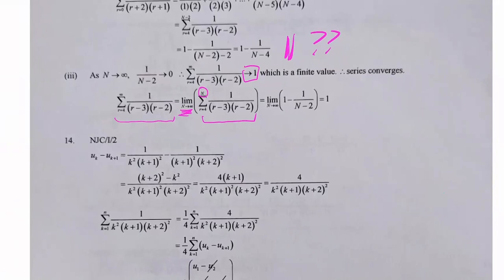Let me check your solution again. I think something was wrong with my expression. I just realized something. I know my mistake already. Sorry. Okay, there's a mistake, which is that the summation here starts from 0, right? But this is not the same as your expression here, 1 minus 1 over n minus 2. Your expression there actually starts from 4. Does that make sense?